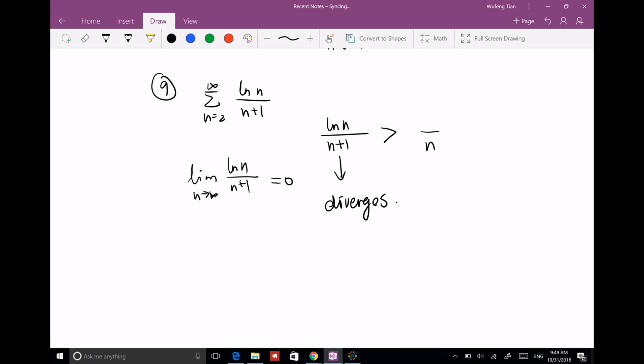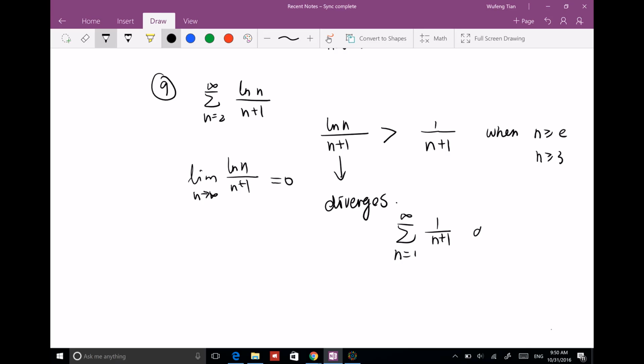1/n. How about 1/(n+1)? Because this is much easier for me to compare, right? Since ln n obviously is bigger than 1 when n is greater than or equal to e, ln n is bigger than 1. Because n is bigger than e, which means n is bigger than or equal to 3. It doesn't matter, just from the second term. The first term, don't worry if it converges or diverges. So when n is bigger than or equal to 3, ln n is obviously bigger than 1. So this series is bigger than this.